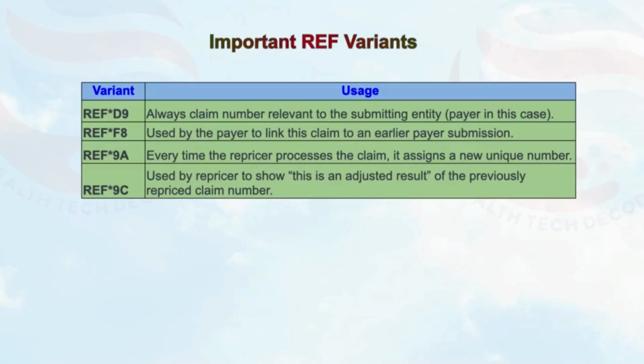So REF D9 is the claim number relevant to the submitting entity, in this case, the payer. REF F8 is used by the payers to link this claim to an earlier payer submission. REF 9A: every time the repricer processes the claim, it assigns a new unique number there. And 9C shows this is an adjusted result.